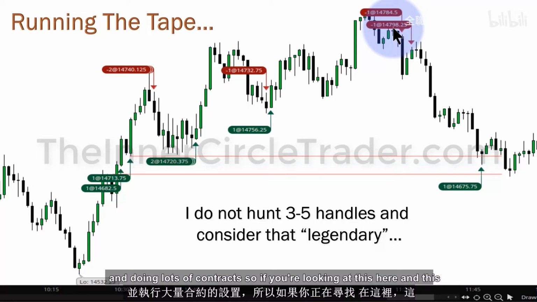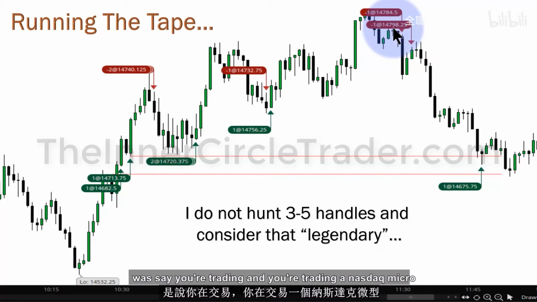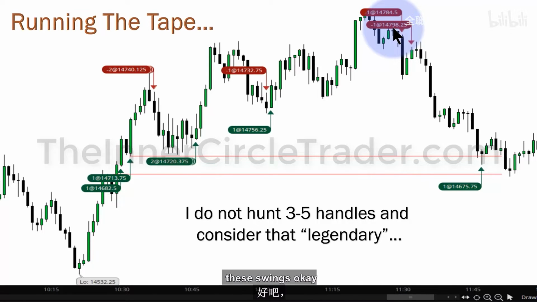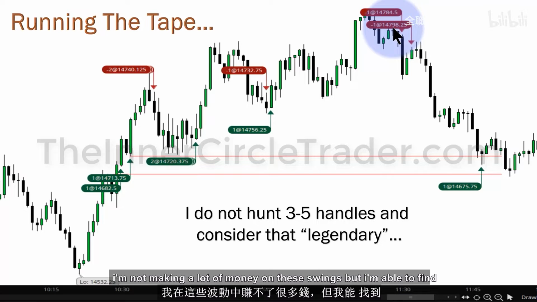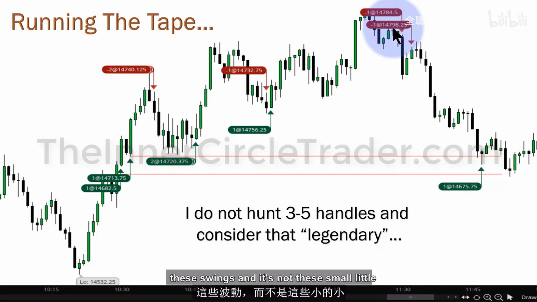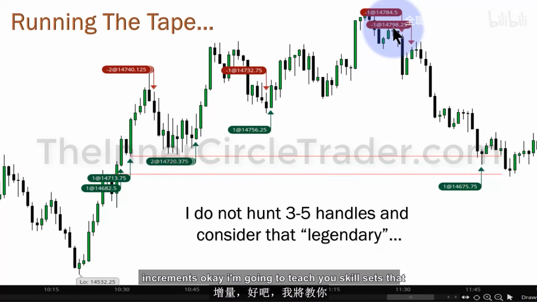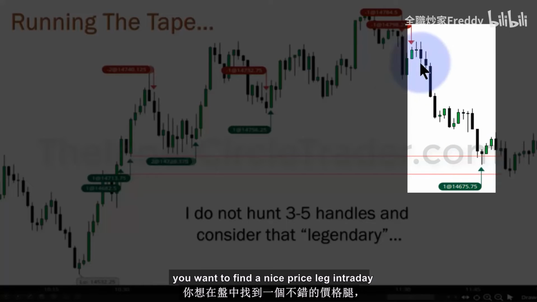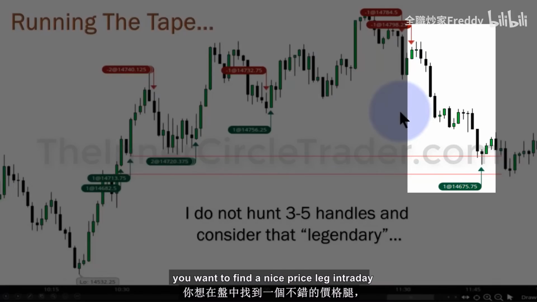So if you're looking at this here, and you're trading a NASDAQ micro account, you're not making a lot of money on these swings, okay? I'm not making a lot of money on these swings, but I'm able to find these swings. And it's not these small little increments, okay? I'm going to teach you skill sets that focus primarily on this, okay? You want to find a nice price leg intraday.